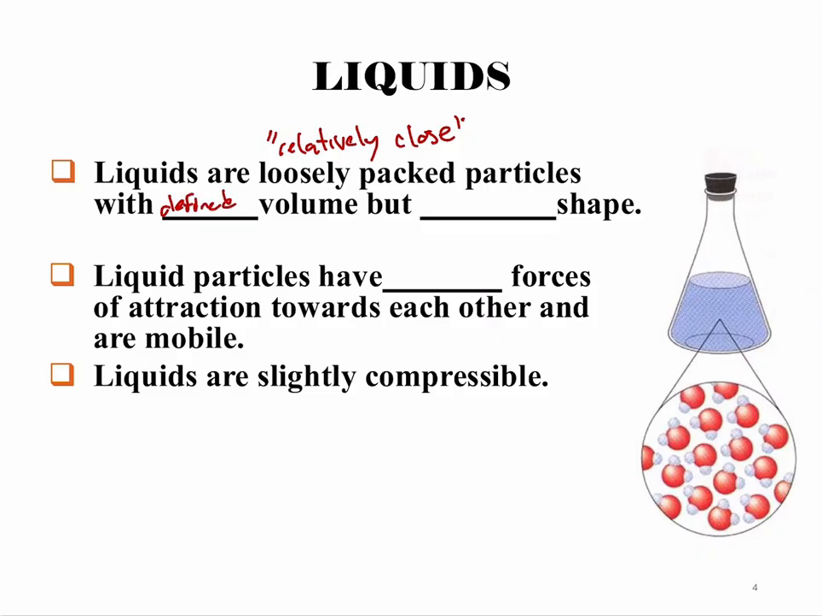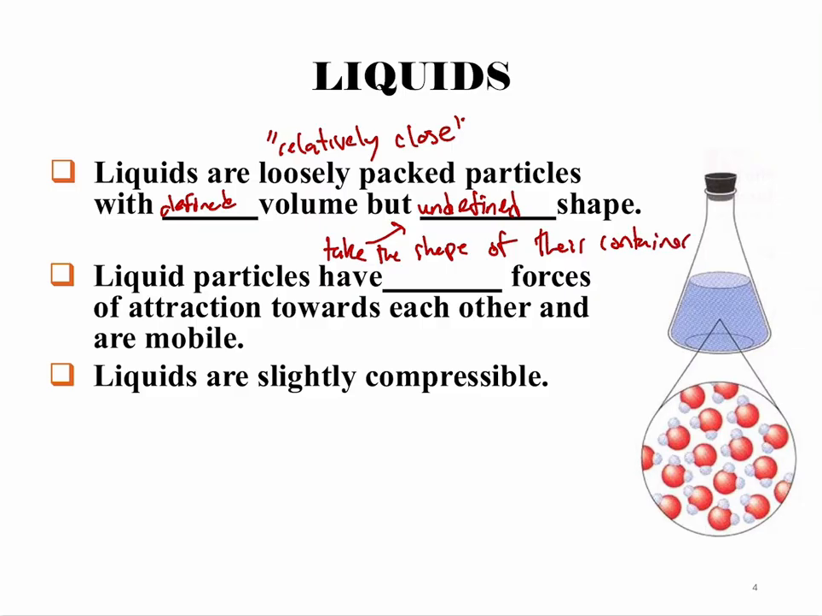Well, what about their shape? Do we think that liquids have a defined shape? And so what indicates that they don't have a defined shape? What shape do they usually take? Whatever container they're in, right? So they take the shape of whatever container they're in, which means that their shape is not well defined. Right, so an undefined shape, right? They take the shape of their container.